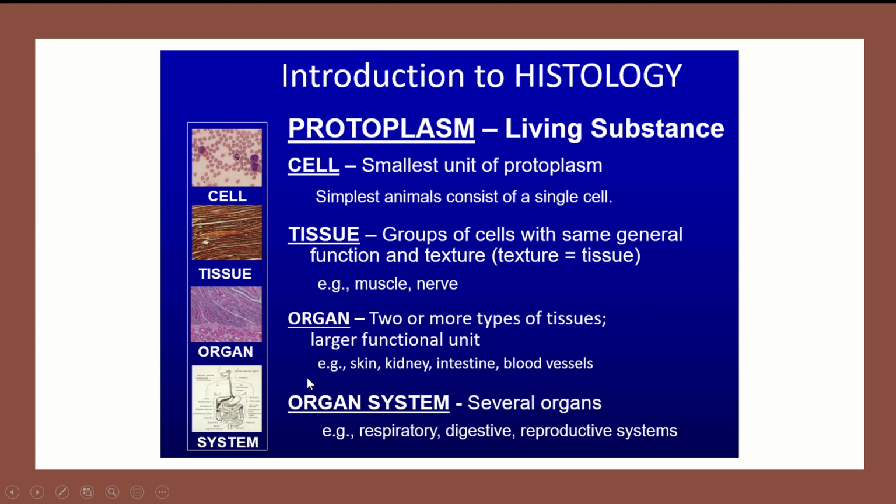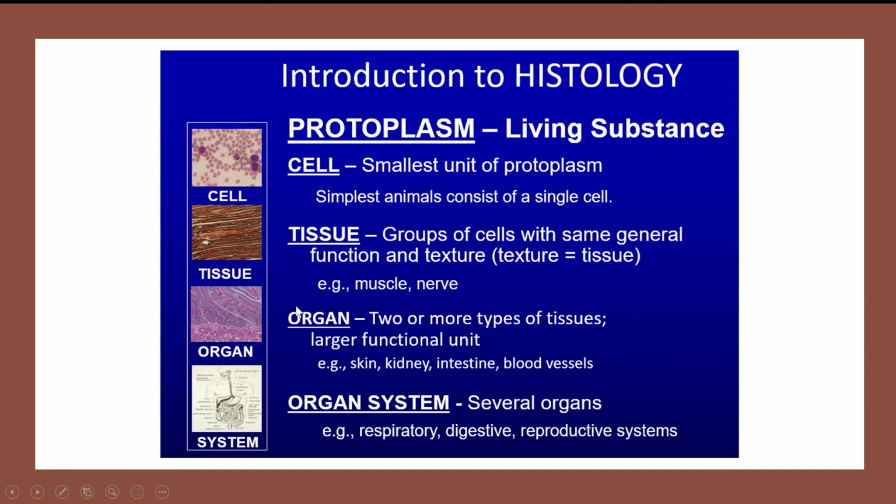An organ is two or more types of tissues working together. The tissues all have the same kind of goal, and they all work together for a larger functional goal. That's what makes an organ, something like the kidney, the brain, the liver. They all have the same big functional goal, and they're all made up of at least 2, but more often 4, types of tissues. We'll go over the different tissue types in a second.